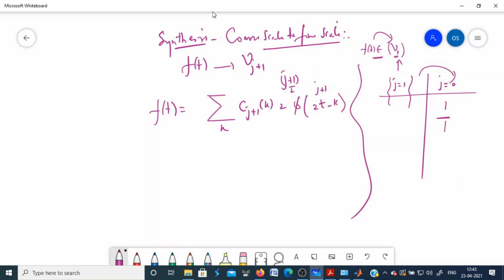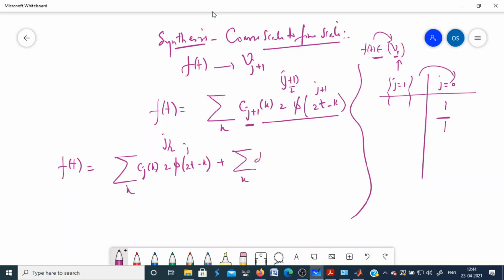Okay, it means if I take one lower scale j, I need a scaling function at that scale and also a wavelet function at that scale. So you can have an equation in that case like this: summation over k of c_j(k) 2^{j/2} phi(2^j t minus k), plus summation over k of d_j(k) 2^{j/2} psi(2^j t minus k). So you have a scaling function as well as a wavelet function in that case.